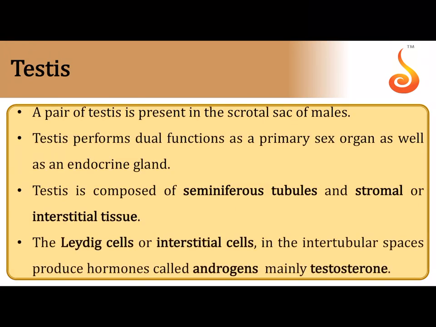Testis is actually the primary sex organ. It consists of seminiferous tubules where the sperm are produced, and it has interstitial tissue. In the interstitial tissue, there are Leydig cells which secrete. We have already discussed this. The Leydig cells, under the influence of LH. LH stimulates the Leydig cells in order to prepare a hormone that is referred to as androgens.